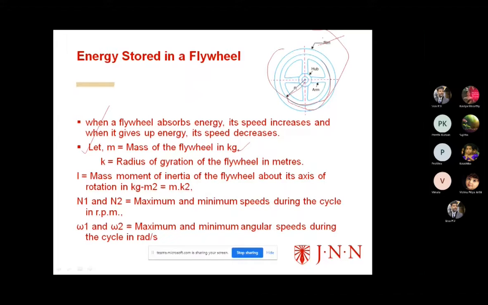So the flywheel has some mass. m equals mass of the flywheel in kg, and k equals radius of gyration of the flywheel in meters. Radius of gyration is nothing but the radial distance from the axis to the outer area. I equals mass moment of inertia of the flywheel about its axis of rotation in kg meter square. You already studied moment of inertia in engineering mechanics. N1 and N2 equal maximum and minimum speed during the cycle in rpm, and omega 1 and omega 2 equal maximum and minimum angular speed during the cycle in radian per second.